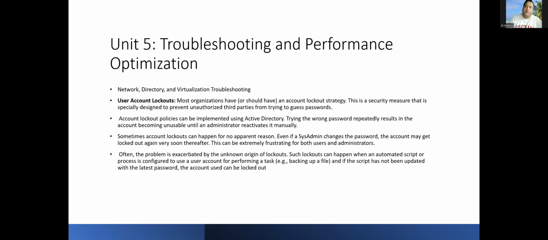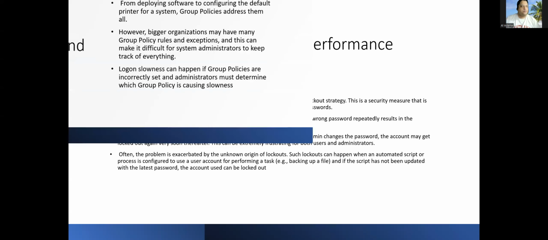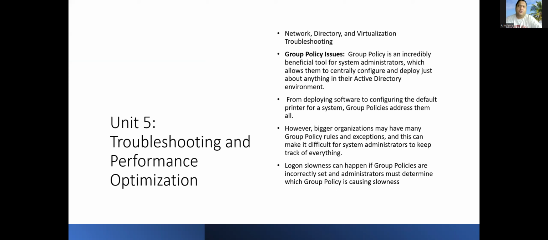Such lockouts would happen when an automated script or process is configured to use a user account for performing a task, for example, backing up a file. And if the script has not been updated with the latest password, the account can be locked out. That can happen if you have a script running on your PC that logs in to only one profile. If the password for the profile changes and you don't update the script, it's just going to keep going in a loop till it locks itself out. So yeah, that would happen, which I have seen once or twice.